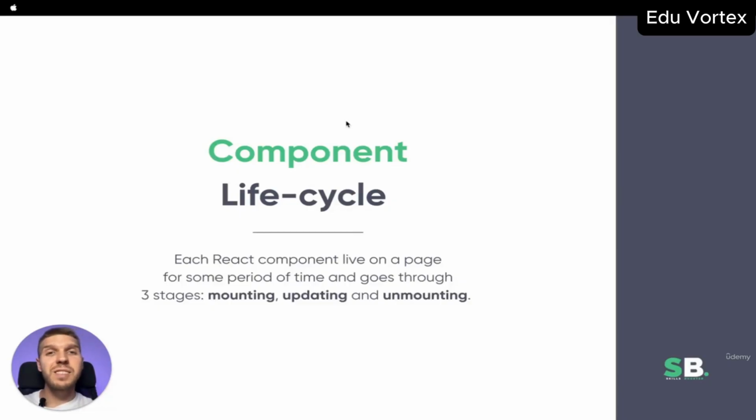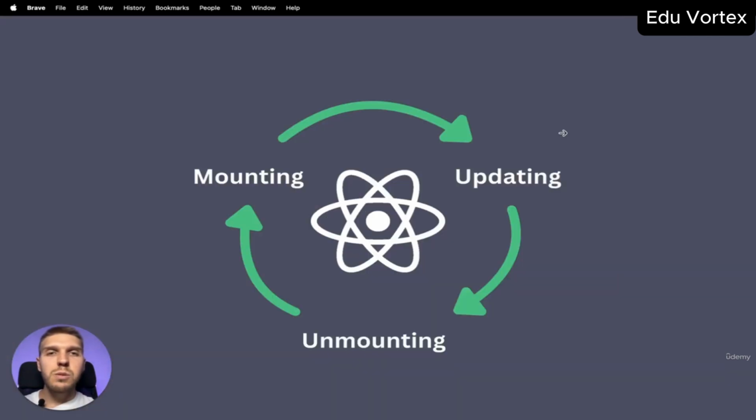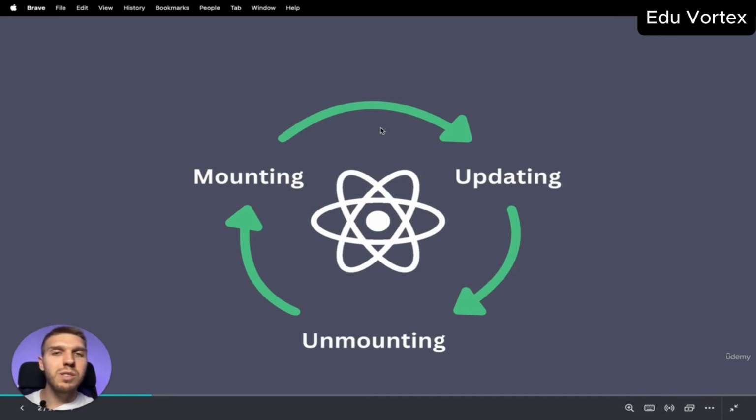Hi. In this lesson, you will learn what component state and component lifecycle are. It's really important to understand how it works before using some of React hooks. Let's start with component lifecycle. Each React component lives on the page for some period of time, and it goes through 3 stages: mounting, updating, and unmounting. In other words, you can call the stages birth, growth, and death of the component.